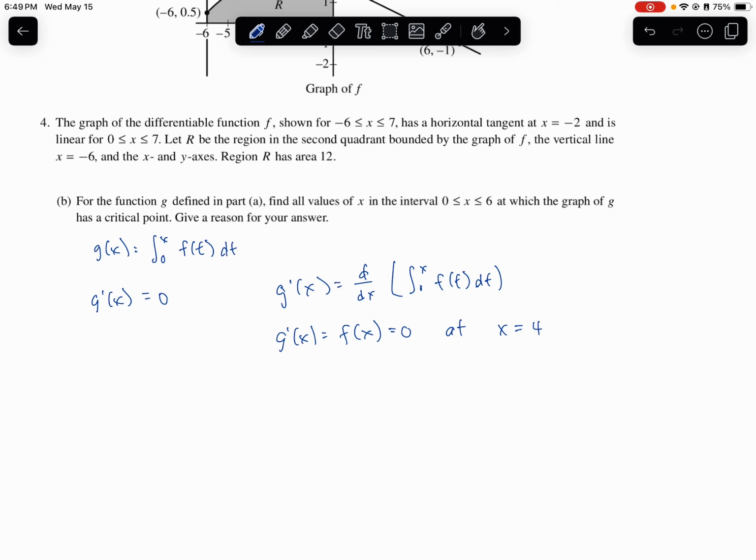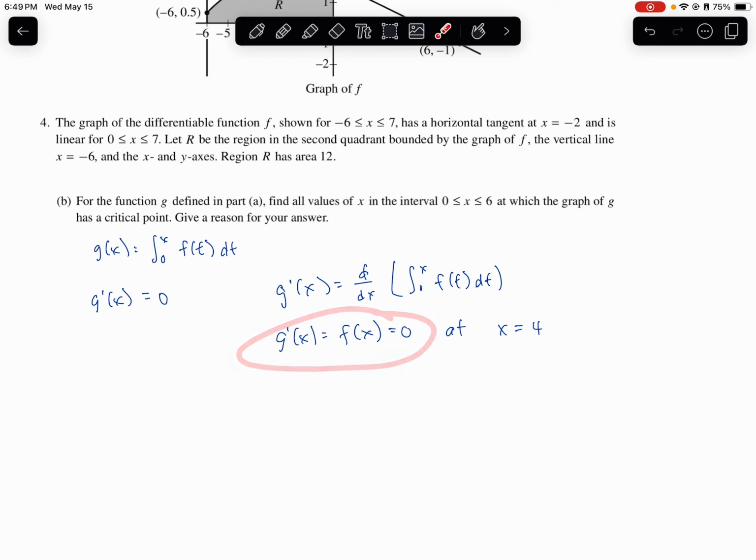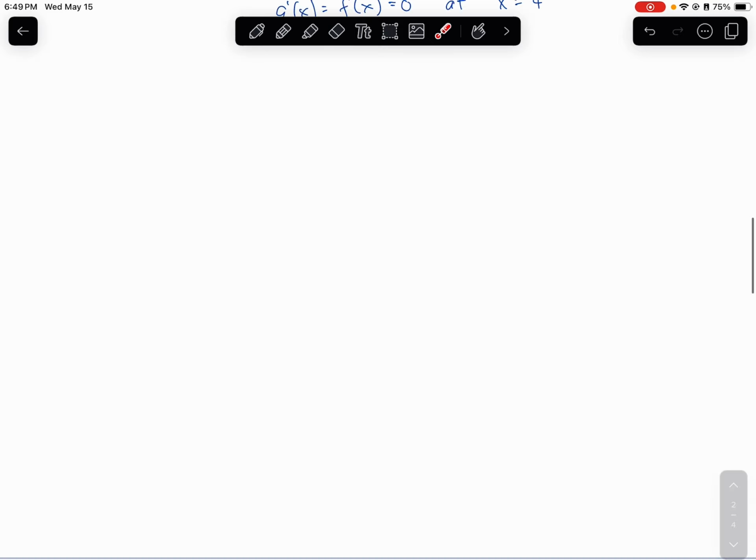I think that should be good. What is my reasoning? Give a reason for your answer. g prime of x is equal to f of x is equal to 0 at x equals 4. I think this should be enough for my reasoning anyways, and this is my answer right there. So I think that should cut it. Alright.